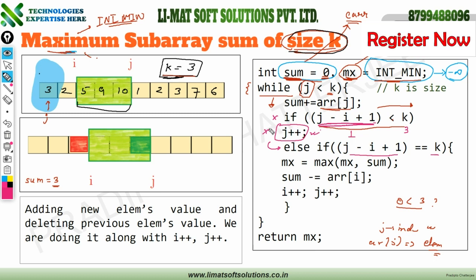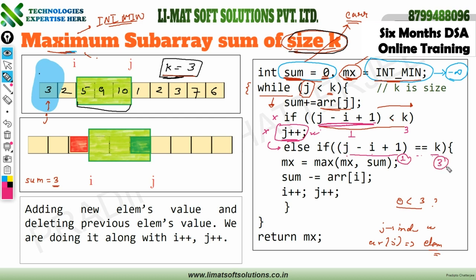If this condition is false, I will not go ahead. If j minus i plus 1 is equal to, what is j minus i plus 1? For this one it will be 1. Is it equal to 3? I will check this condition. If this condition is true, I will first do this, this, and this. So this part is for sliding, and this j plus plus is for incrementing.